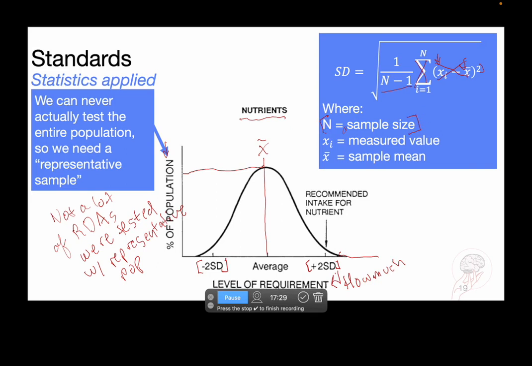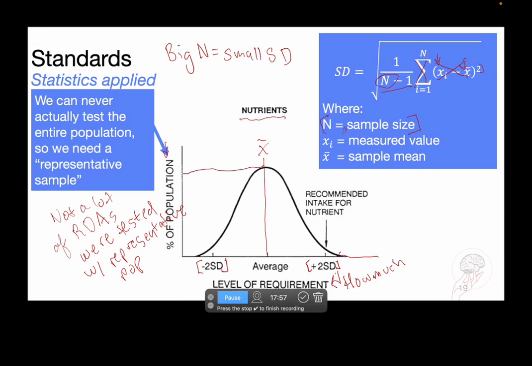You can play around with this on your own, but the smaller the sample size, the bigger the standard deviation will be. And we know that because we're dividing by it. So the bigger this number is, n, the smaller the standard deviation. Let's just remember that. Big N, small standard deviation.